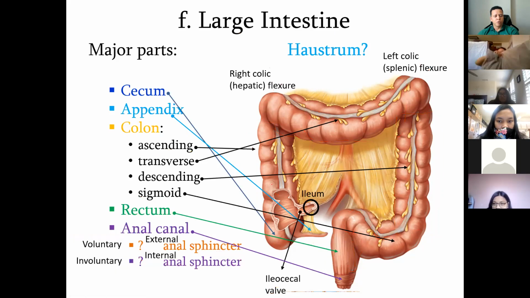A couple of other structures I want you guys to know. In between the corner of the ascending and the transverse colon, we have this elbow right here, this corner right here.